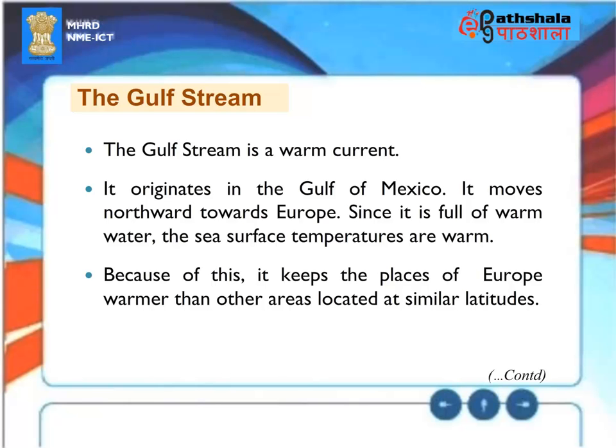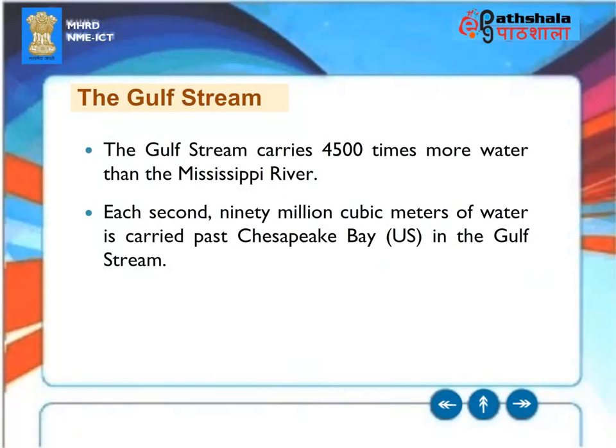Since it is full of warm water, the sea surface temperatures are warm. Because of this, it keeps the places of Europe warmer than the other areas located at similar latitudes. The Gulf Stream carries 4,500 times more water than the Mississippi River. Each second, 90 million cubic meters of water is carried past Chesapeake Bay, US, in the Gulf Stream.